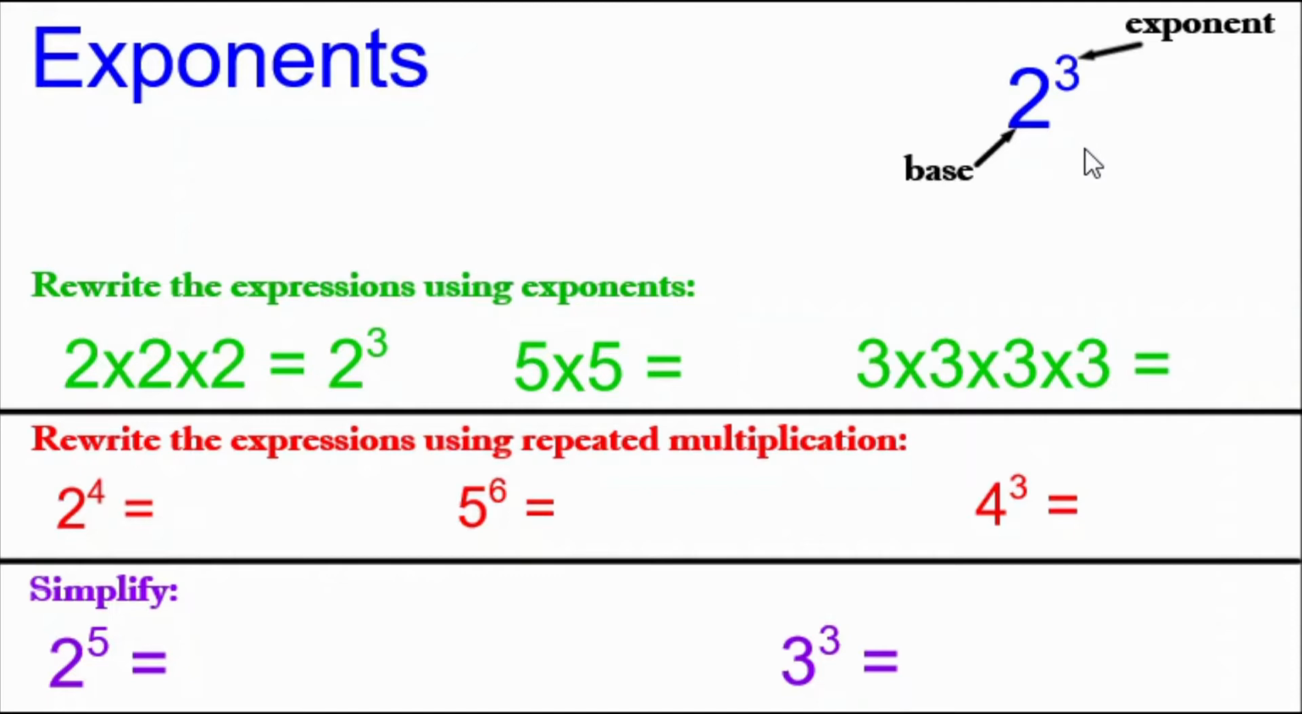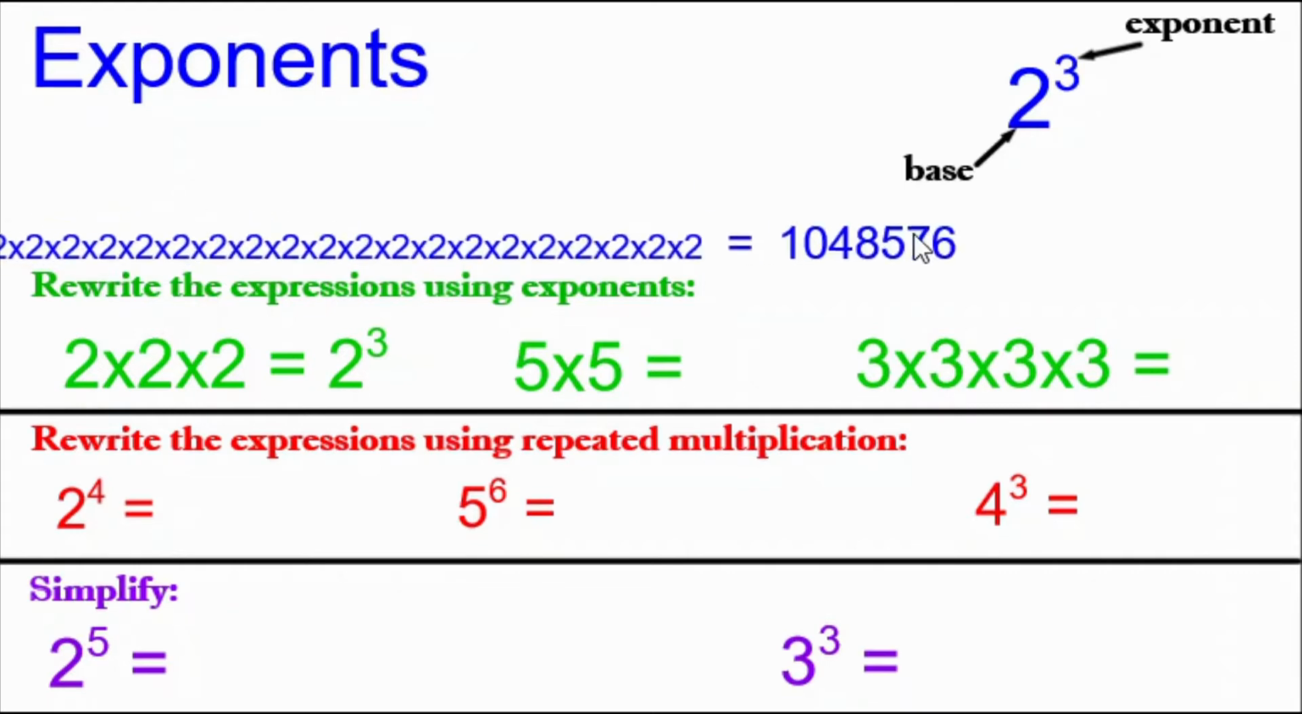We can express a number as a base with an exponent as a way of writing the number more simplified. But most students would say, wait, 8 is more simple than 2 to the power of 3. What's the point of this? The point is that numbers aren't always as small as 8. Let's look at this number.